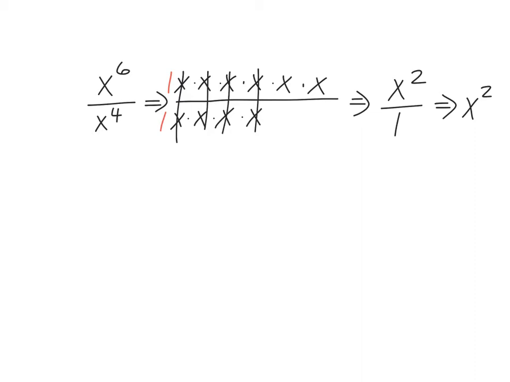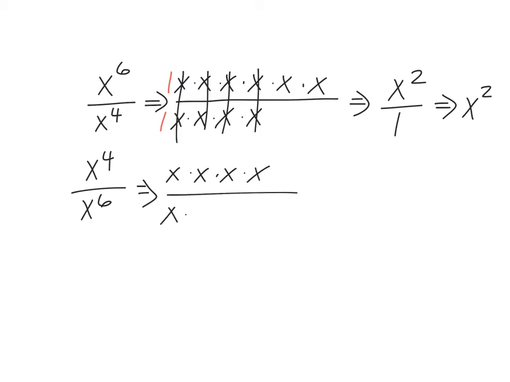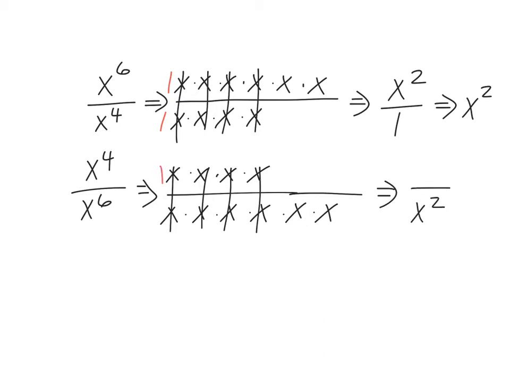Okay, what happens if you invert it? So if I did x to the 4th over x to the 6th, then I have x times x times x times x over x, x, x, x, x, x. 1, 2, 3, 4. Those all cancel. So I'm left with x to the second on bottom. But again, remember, there was a 1 here, just like there was a 1 there. So this one on the top can be simplified to just that. This has to be left like that. You got to leave that 1 on top.